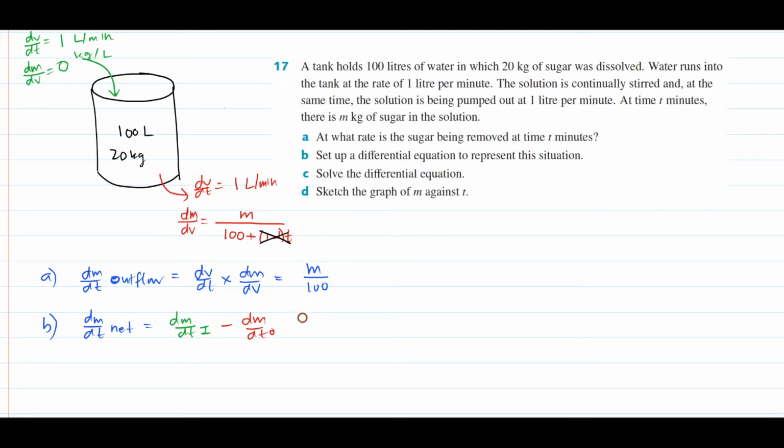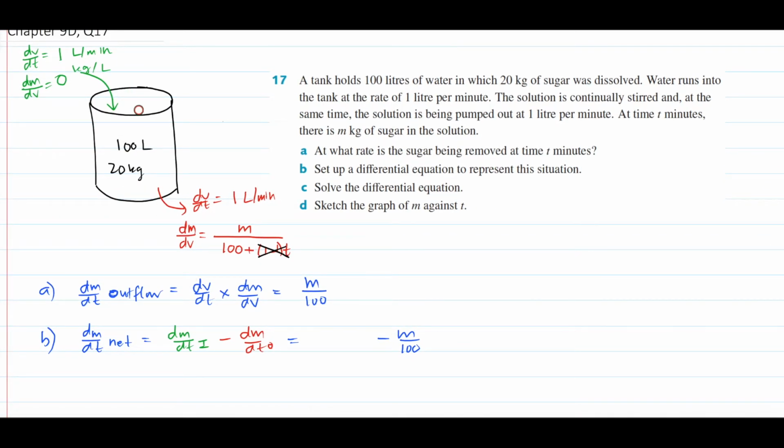It's as simple as that, okay? And if you want to solve for this, guys, well, we've already found dm/dt outflow, which is m over 100. That's minus m over 100 right there. Now, what's the dm/dt inflow? Well, is any sugar coming inside your tank? We know that 1 liter per minute is coming in, but there is no sugar at all in your 1 liter. So technically, it's just 0, okay? So your inflow here is just 0. And at the end of the day, your net flow is negative m over 100, okay? So that's pretty much it for part B.